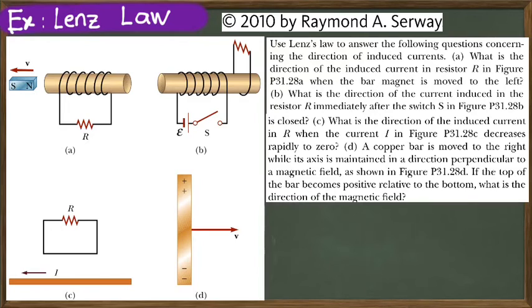And the current must induce a magnetic field that keeps the flux increasing in this direction, right? So the current will produce a magnetic field in this direction, and the current is going like this. So the current will go in this direction, right? The current through the loop is in the counterclockwise direction.